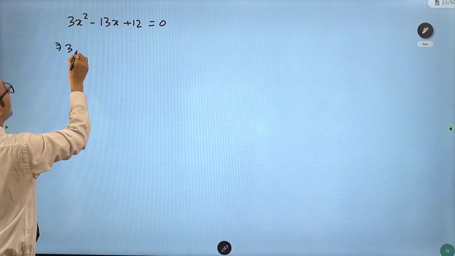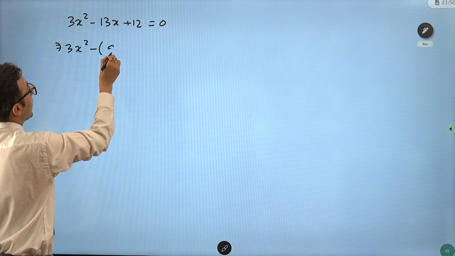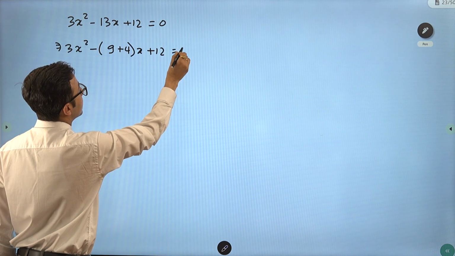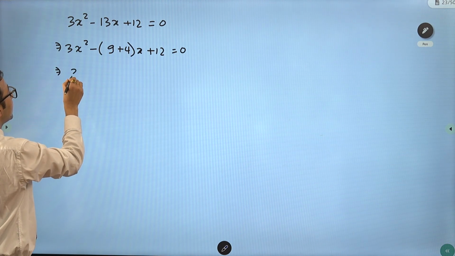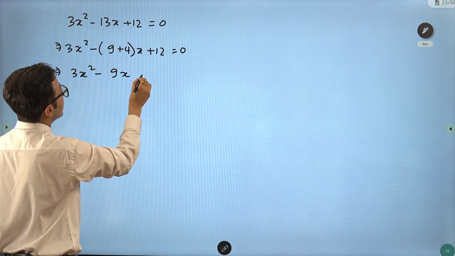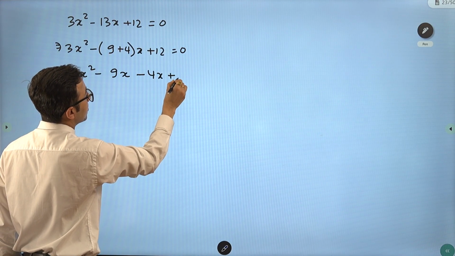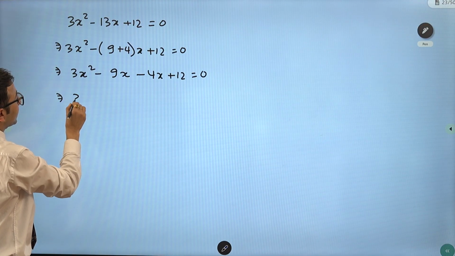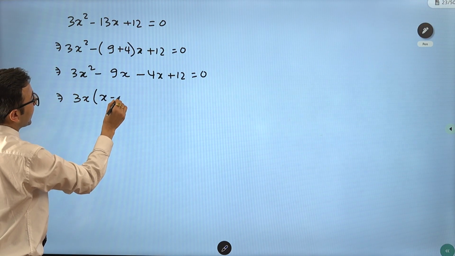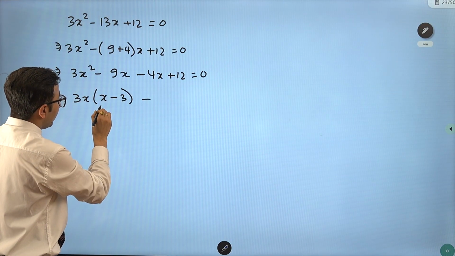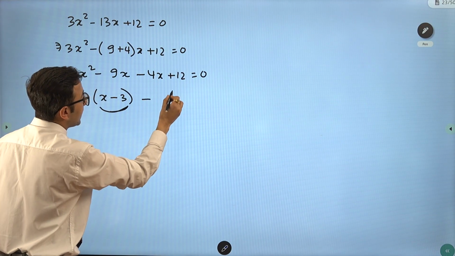So 3x square minus 9 plus 4 into x plus 12 equals to 0, which implies 3x square minus 9x minus 4x plus 12 equals to 0. This implies take 3x as common, we will be getting x minus 3. From here, whatever number you are going to get here, the same will be here.